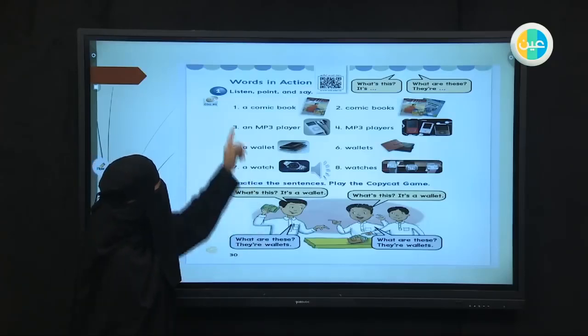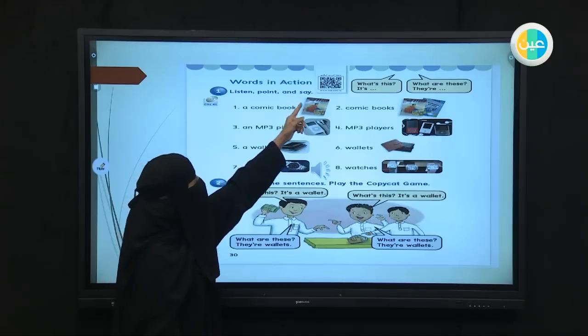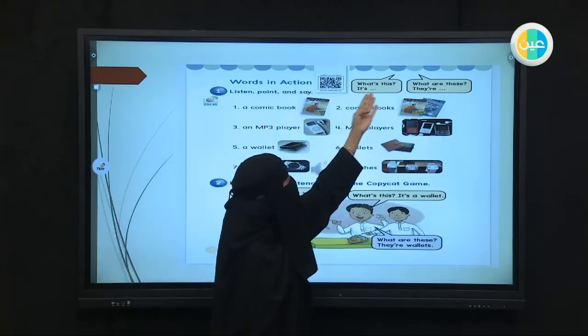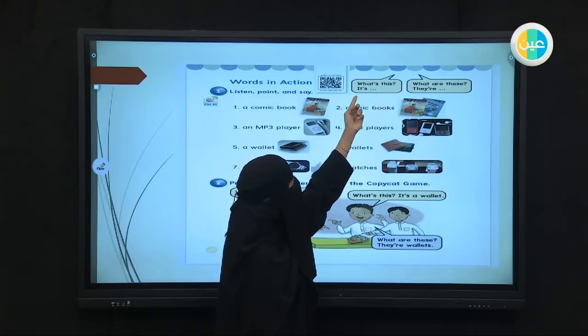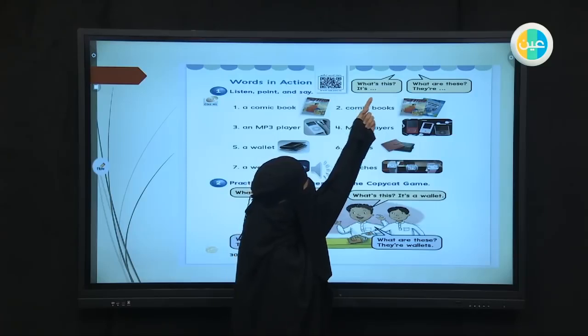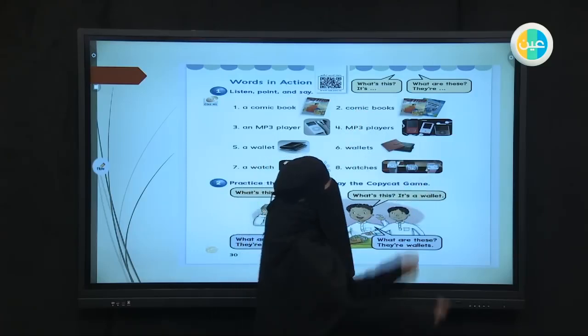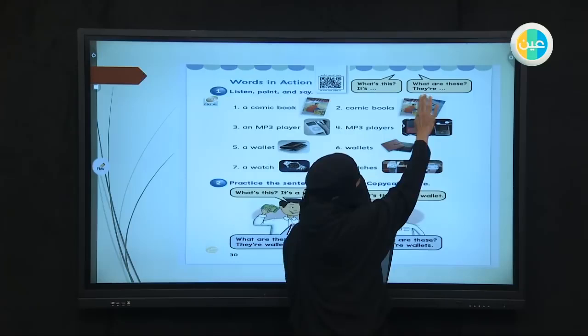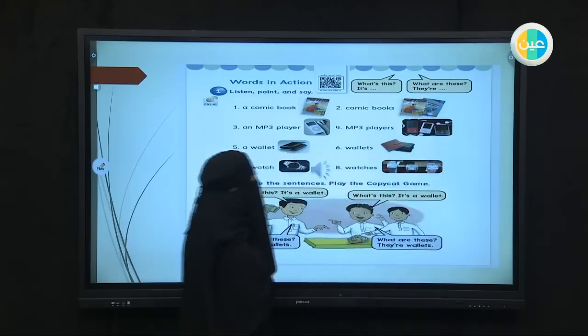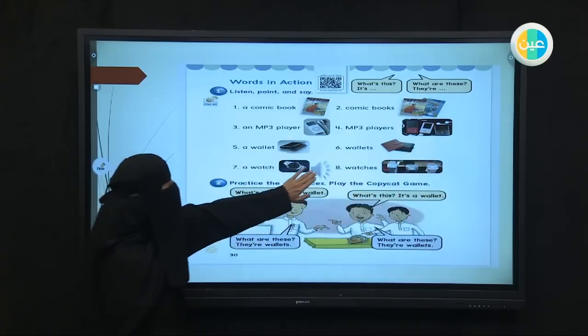First of all, we're going to listen, point, and say. We are going to practice this question. What's this? When you ask this question, your answer is going to be it's a. You're going to ask about one thing. So when you ask about one thing, you answer it's a. And then you're going to ask, what are these? Here you're going to have a plural name. You're going to ask about the plural. Okay? Are you ready? Let's listen together.